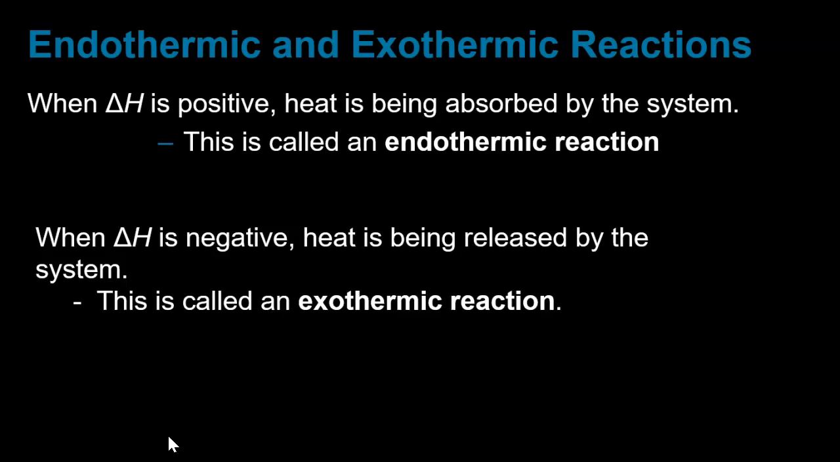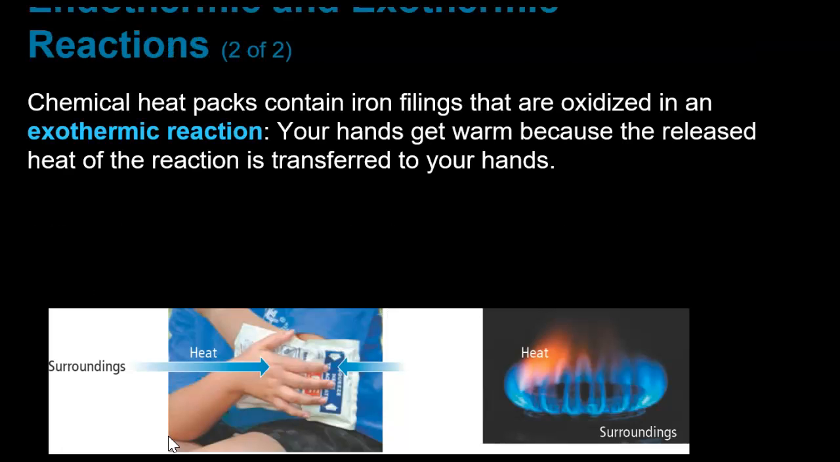When delta H is negative, the heat is being released by the system. So the system is giving away heat, making it negative. That's called an exothermic reaction. So exo, given away; endo, taken in. Here are some examples of that.